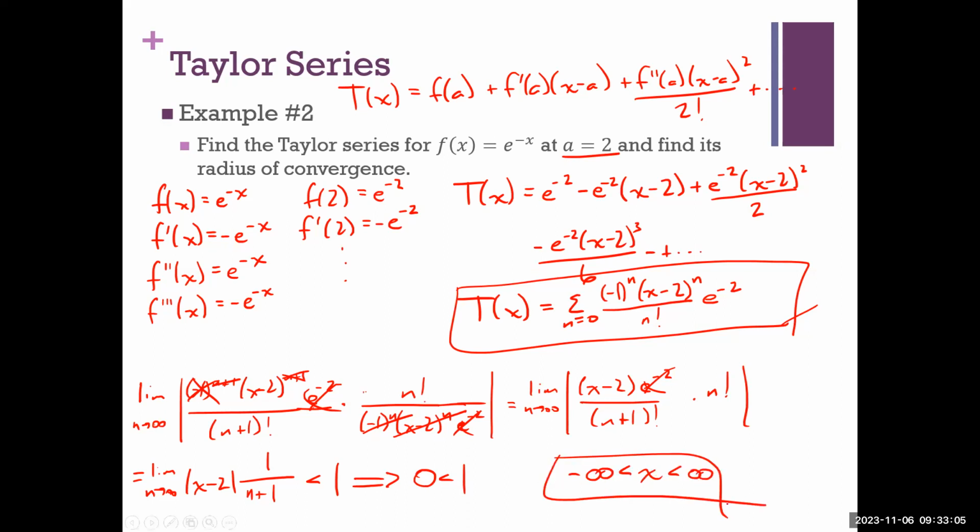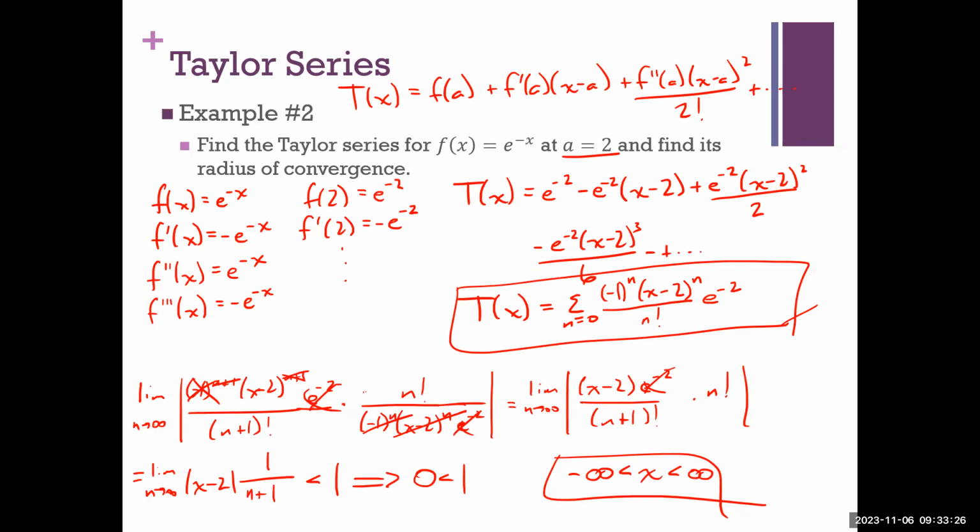So lots of ways to say all real numbers. So another one where I have convergence everywhere. As long as I have infinitely many terms, I use the whole Taylor series, I get convergence everywhere. Questions?